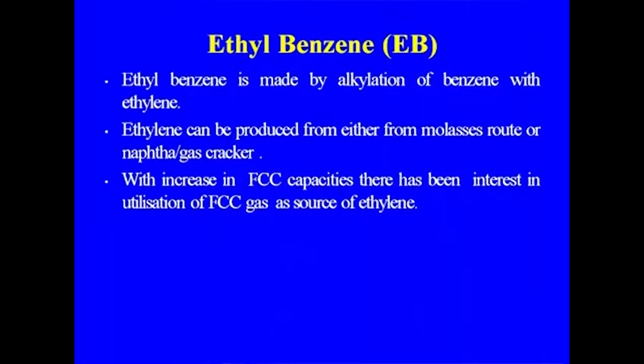So, these are some of the developments that have taken place. Ethylene is needed along with benzene, and ethylene can be produced either from the molasses route or from the naphtha and gas cracker. But with the increase in FCC, and as we operate more and more in propylene mode, there has been interest in utilizing the FCC gases, where ethylene may vary from 8 to 12%, as a source of ethylene. Processes for taking this ethylene directly for alkylation are now available.